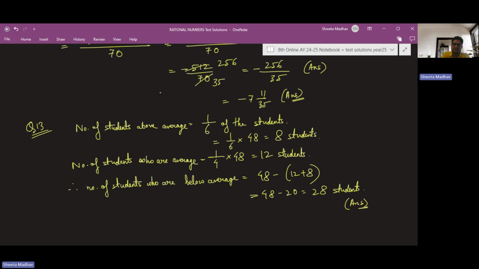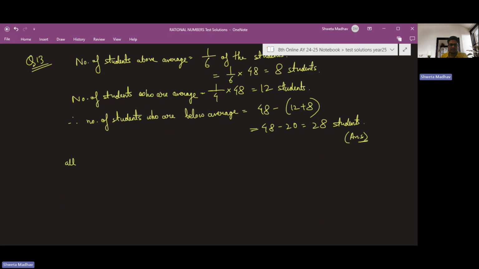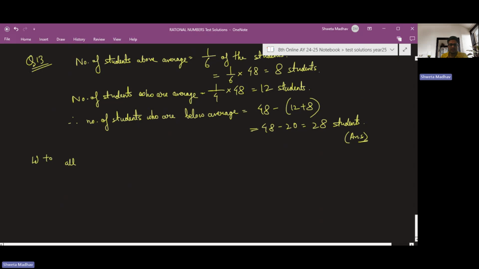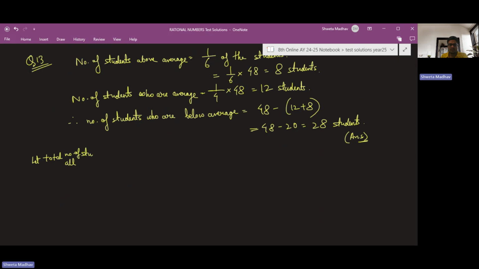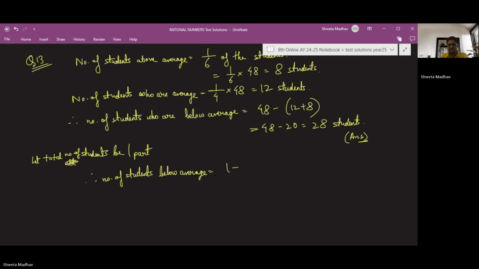Or we can solve it in another way also. If I consider all the students as one part, suppose we say that the total number of students in the class be one part. So then the number of students who are below average will be equal to 1 minus of 1/6 plus 1 by 4 part.